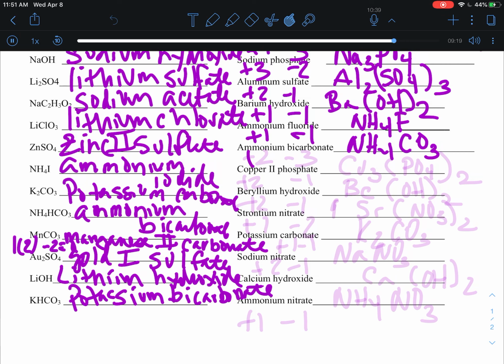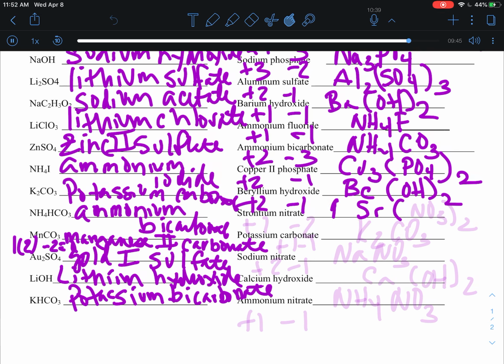Copper 2 phosphate. Now the Roman numeral here is telling me the charge on copper, right? So Cu3, I put parentheses around that whole thing, and the 2 goes outside. +2 -1. Strontium nitrate, right? Strontium is +2, nitrate is -1. Right? Potassium carbonate, +1 -2.